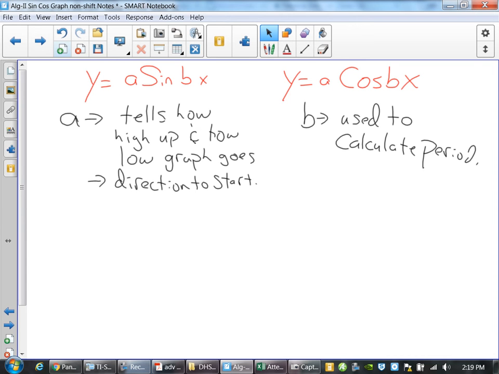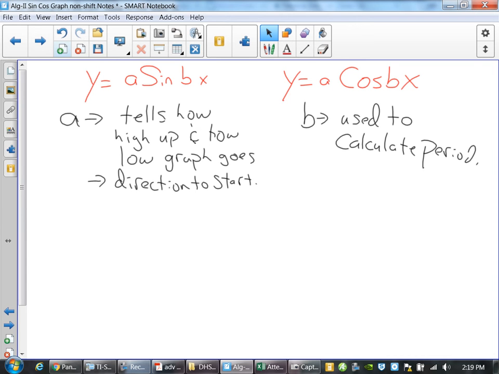So what happens then is that we're going to take a graph and we're going to figure out its amplitude. The amplitude is always going to be the absolute value of A. Amplitude: how high up or how low it goes. All right. The period is always going to be defined by 2 pi divided by the absolute value of B. We throw the absolute value in there for B for now because later on in pre-calc when you have a negative B, you'll know what to do. You won't see a negative B in algebra 2, but that is the generic formula.